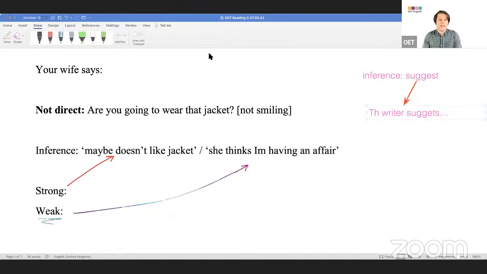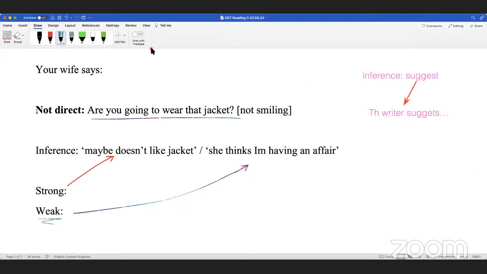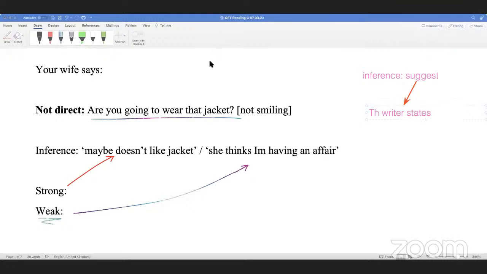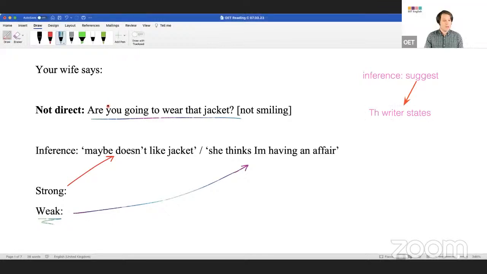So I could say, Hussein's wife is suggesting here that maybe that's not the best jacket to wear for this. Maybe they're going to a wedding or something. You know what I mean? She's not saying, I don't like your jacket, right? If she said it, then we would say the writer states. And here we would change it to just saying, please don't wear that jacket. This is a wedding.